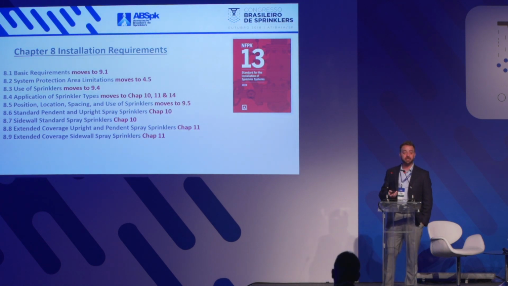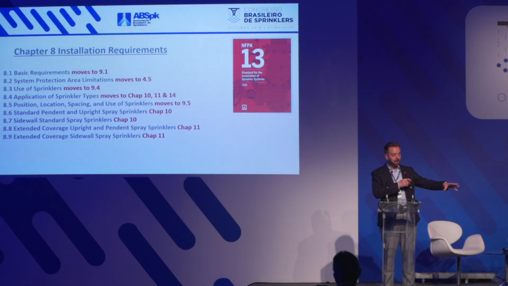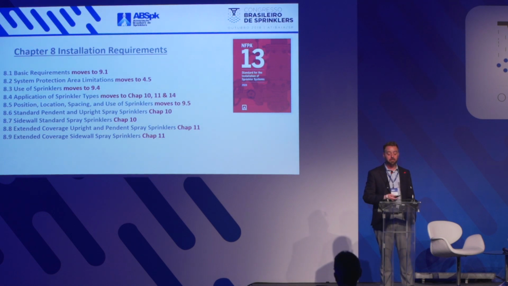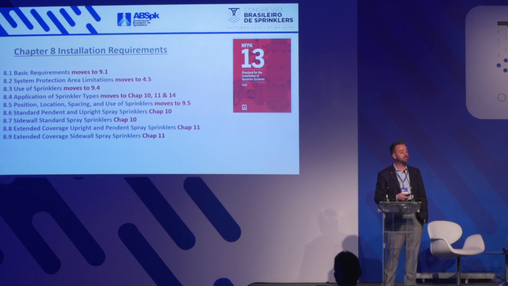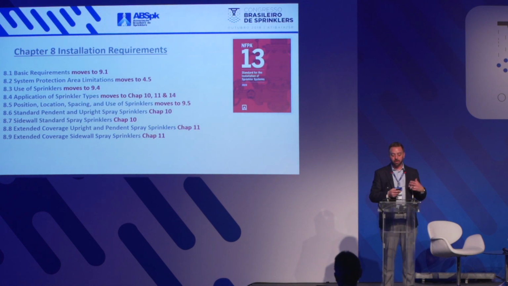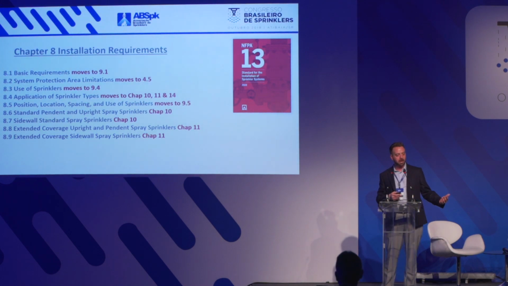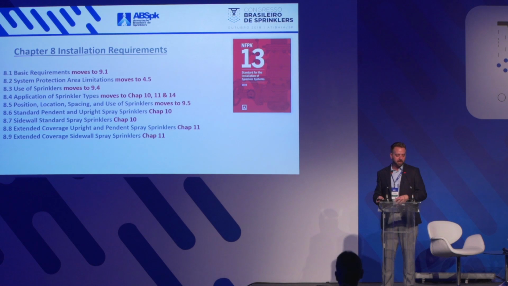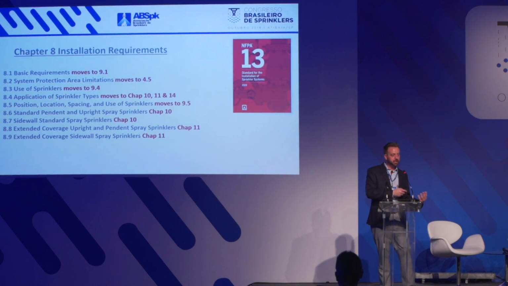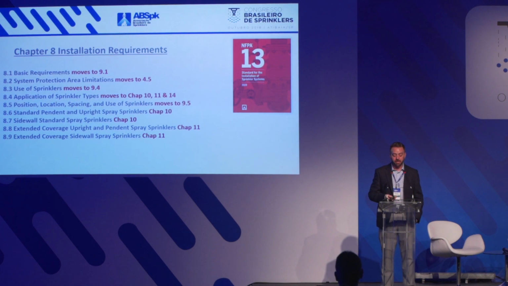Application of sprinkler types is going to move between Chapters 10, 11, and 14, because now we're breaking all our sprinklers down to the specific chapter in which you're going to find all that information. Position, location, spacing and use of sprinklers is now going to move to 9.5. In Chapter 10, we're going to have both standard pendant and upright spray sprinklers, as well as sidewall standard coverage sprinklers. That's where you're going to find the spacing limitations that I was talking about for standard coverage sprinklers. You find that information right in NFPA 13, but with extended coverage sprinklers, you'll find it on the manufacturer's data sheet.